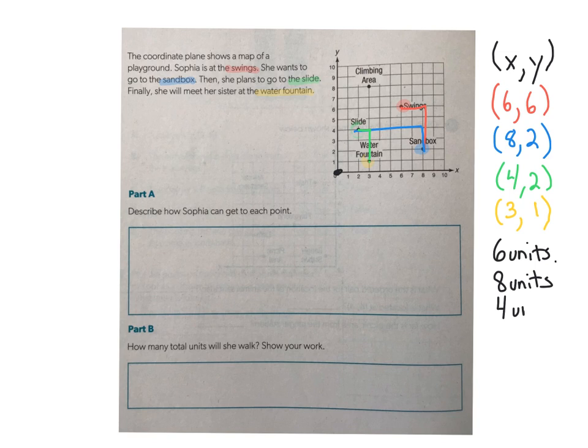Since we're looking for the total units that she walked the whole time she was at the playground, we're going to use the operation of addition, and we're going to simply add these. And we know that 6 plus 8 equals 14, and 14 plus 4 equals 18 to give us a total of 18 units. Now I would like you to pause it and answer part B in a complete sentence.